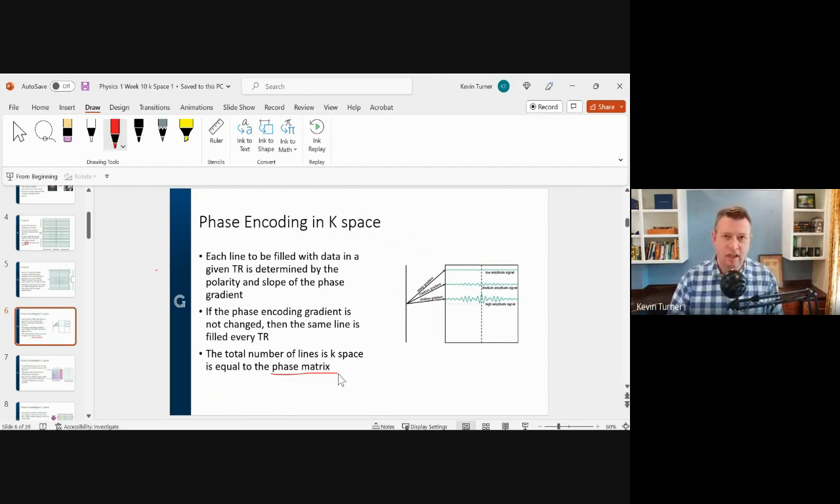You are telling the machine, hey, I want to run the scan. My phase matrix is 256. The computer goes, cool. That means you need 256 echoes for every K-space. And then you hit go, and the machine repeats until it fills up K-space. And if it doesn't fill up K-space, you don't get an image.